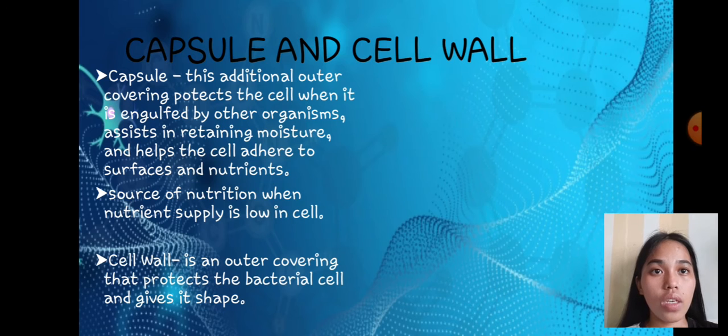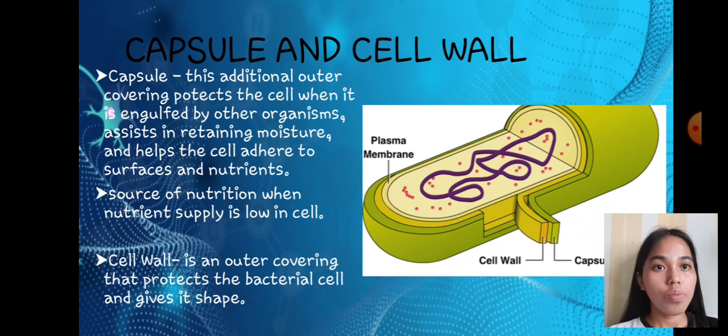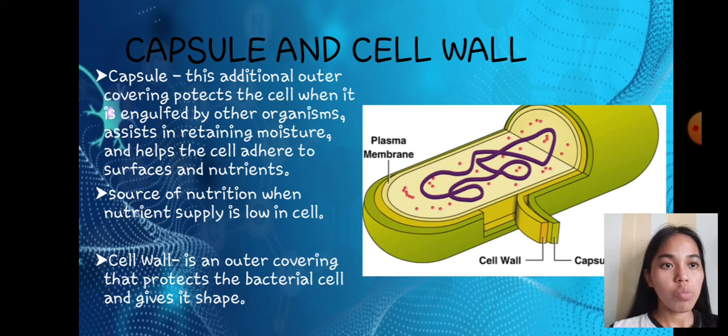Next, capsule and cell wall. Capsule is the additional outer covering that protects the cell when it is influenced by other organisms, assists in retaining moisture, and helps the cell adhere to surfaces and nutrients. It is a source of nutrition when the nutrient supply is low in the cell. This is the example of capsule and cell wall. Plasma membrane, cell wall. This is the cell wall and capsule.